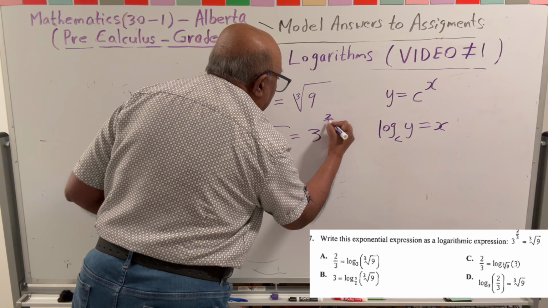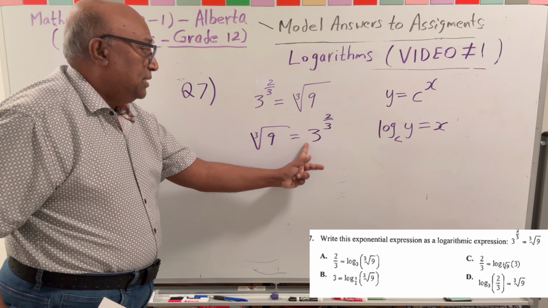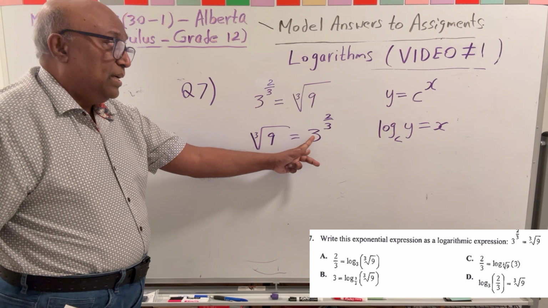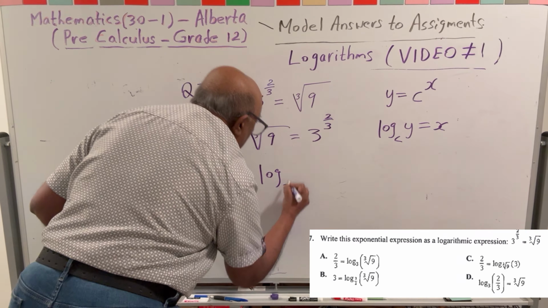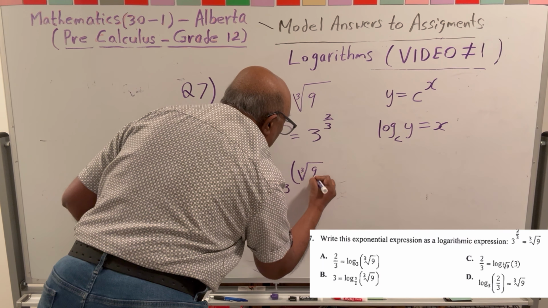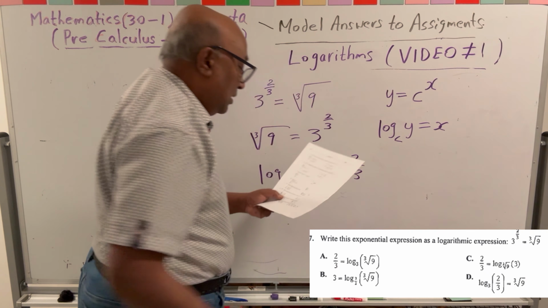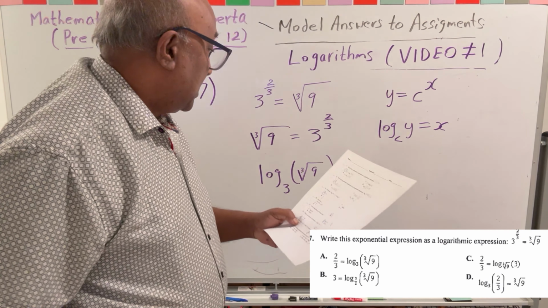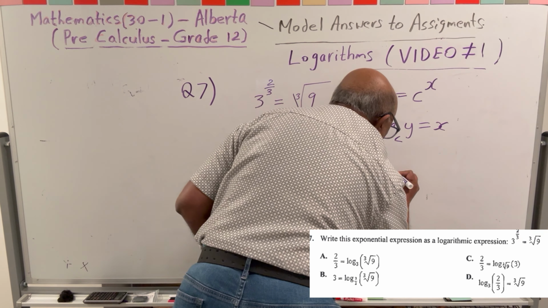In order to compare easily, I swap this on both sides. This is the exponential function, the right side. The base of the exponential should become the base of the logarithm. That means log base 3, we have to write this as it is. Cube root of 9 is equal to 2 by 3. That's all, okay? That's it. The correct answer is A.